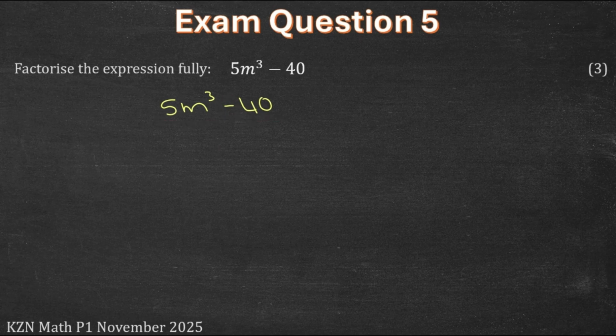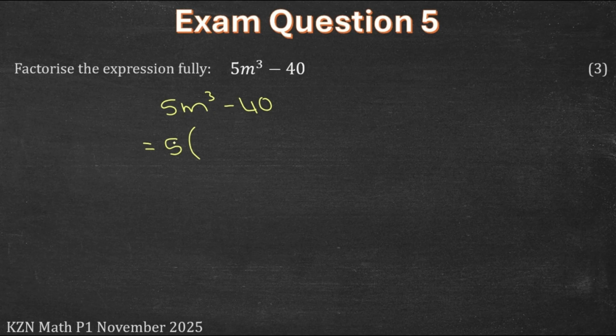But have a look at this. None of these terms are perfect squares or perfect cubes. So what else can we do? Yes, we can try and find our highest common factor. And once we take that out, we can see what we are left with and then see what we can do with that. A highest common factor that I can take out from both these terms is 5, because 5 can go into the 5 and the 40 without a remainder. I open up my bracket and let's see what's left over.